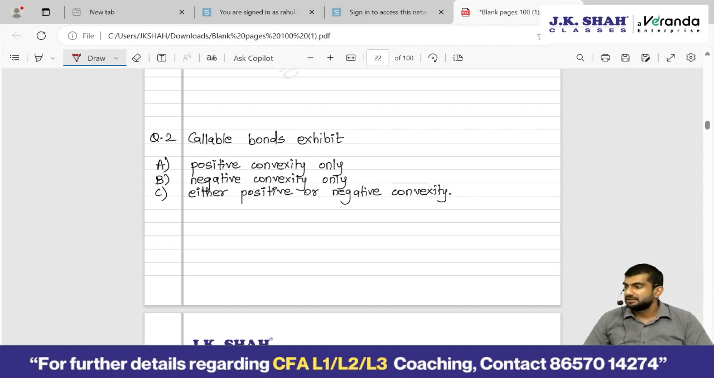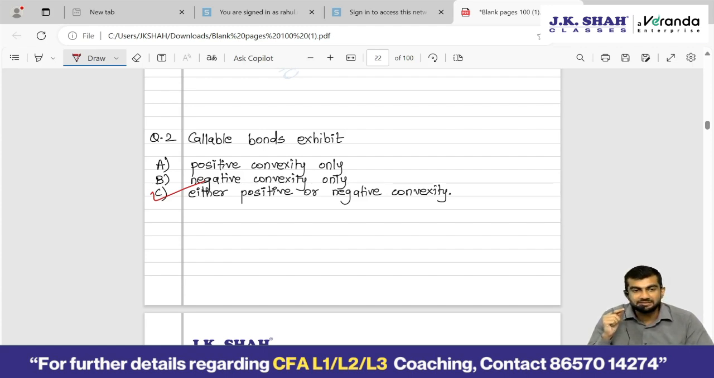Callable bonds exhibit, correct answer is option C, either positive or negative convexity. Now, understand one thing: I am an issuer of bonds. A callable bond will be beneficial for me in a falling interest rate environment. So I have the option to call back the bonds and I can refinance at a lower rate. At that point of time, you investors will be at a disadvantageous position. So it will exhibit negative convexity.